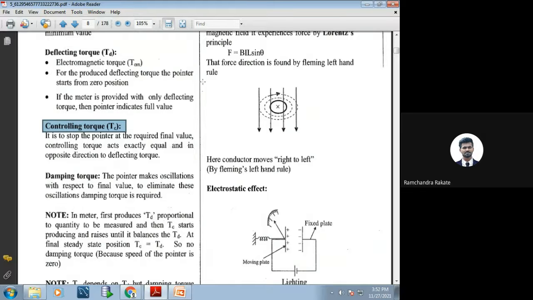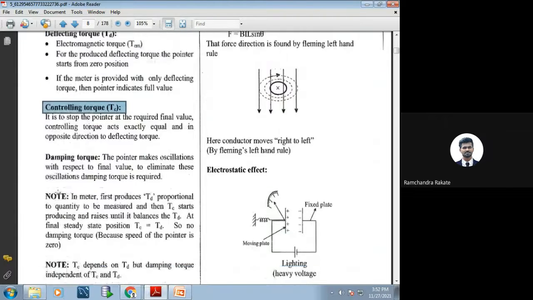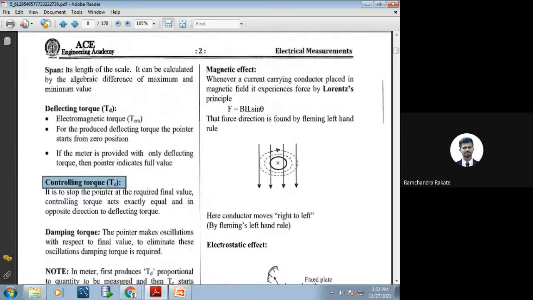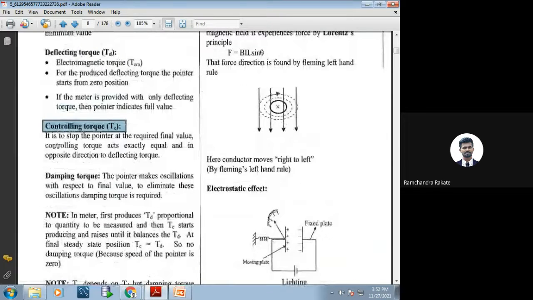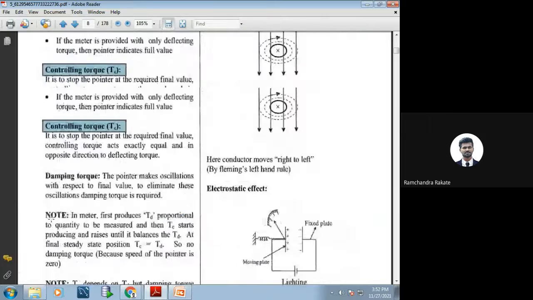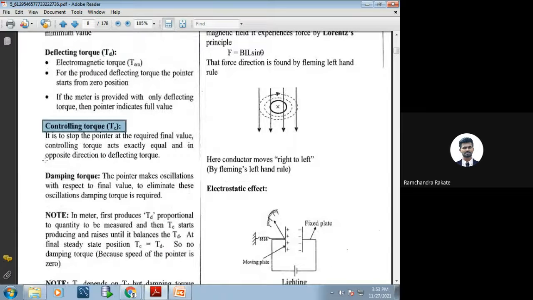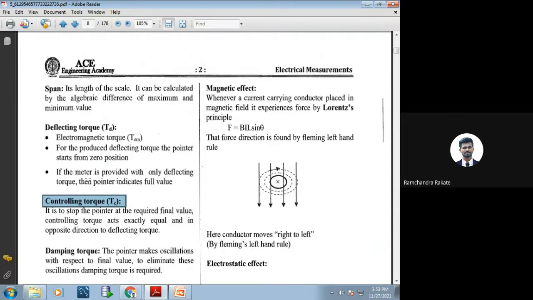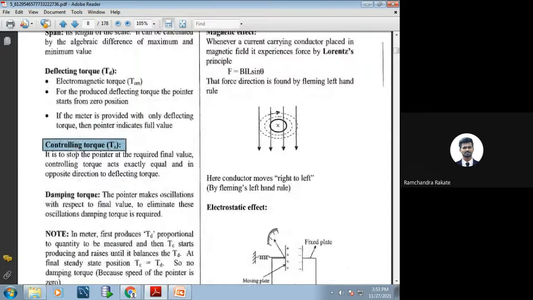Now, what we have done with the help of deflecting torque. First we learn all this torque scenario, because in each and every indicating instrument we utilize this, so we'll go deep into it, and after that we'll look at the next functionality. In controlling torque, as the word says, we have to control the torque produced by the deflection. It opposes the deflecting torque, and this torque increases with the deflection. If the deflection is large, that much controlling torque we will require.